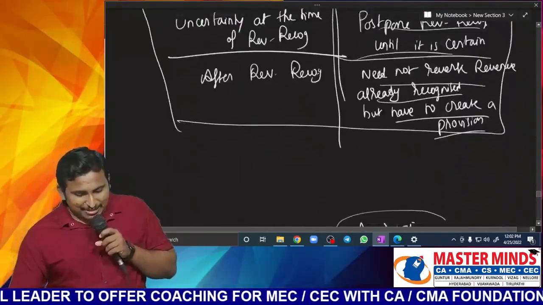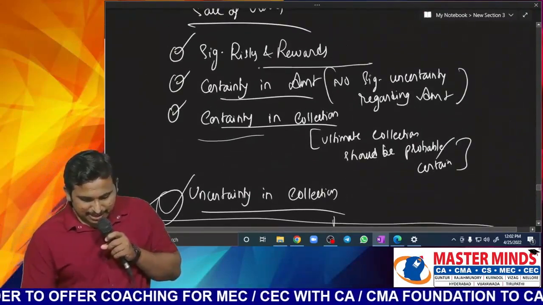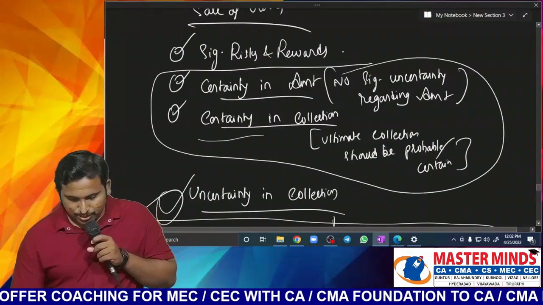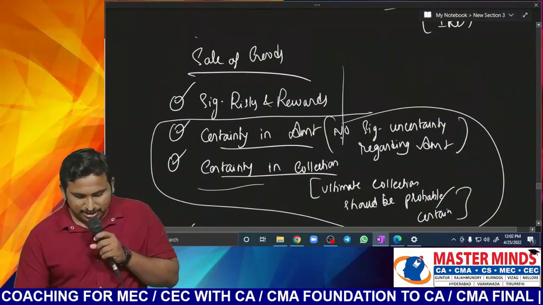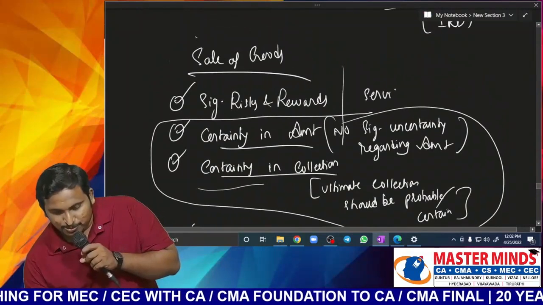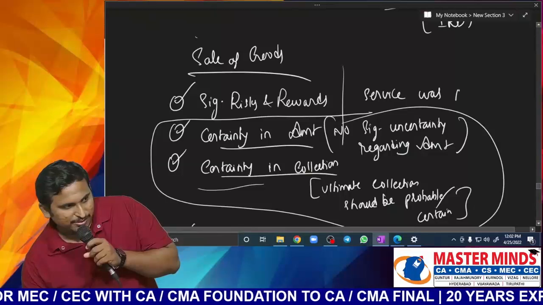Second and third are the same, sir. What are second and third? Certainty in amount, certainty in collection. Only the first one is different, sir. The first one is when the service was performed.